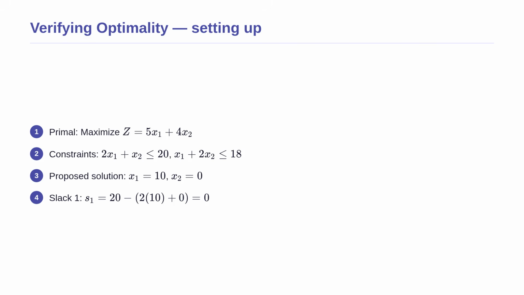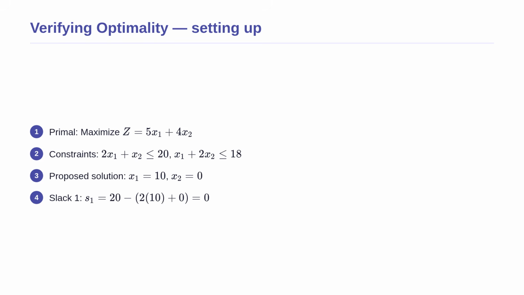Let us look at another powerful application of this theorem, verifying if a proposed solution is truly optimal. A student proposes a solution to a linear programming problem where x1 is 10 and x2 is 0. We need to determine if this is correct. We will assume the proposed solution is optimal and use complementary slackness to find the corresponding dual variables.